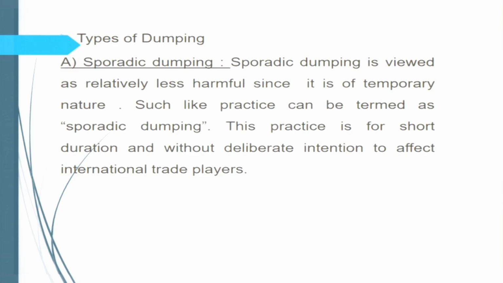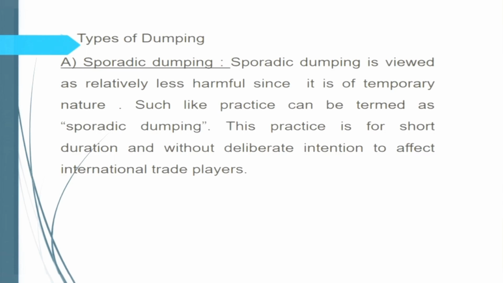Sporadic dumping is viewed as relatively less harmful since it is of a temporary nature. Connecting it with the definition of dumping, the goods are introduced in a foreign country at a price lesser than the export price. That can be for a long duration, that can be for a short duration, and sometimes that can be unintentional. So, sporadic is something that is almost unintentional or for a shorter period of time. Since it is of temporary nature, such practices can be termed as sporadic. This practice is for short duration and without deliberate intention to affect international trade.